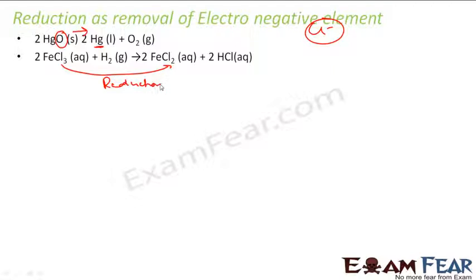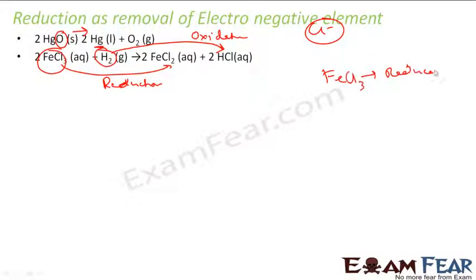And if you see here, in this reaction, hydrogen, a chlorine is added. So addition of electronegative element is what? Oxidation. So if you see in this case, my iron got reduced, sorry, FeCl3 got reduced and H2 got oxidized, right? So if you see in the same reaction, one got oxidized, one got reduced. And this kind of reaction is called redox reaction, where one compound or element is oxidized, and the other is reduced.